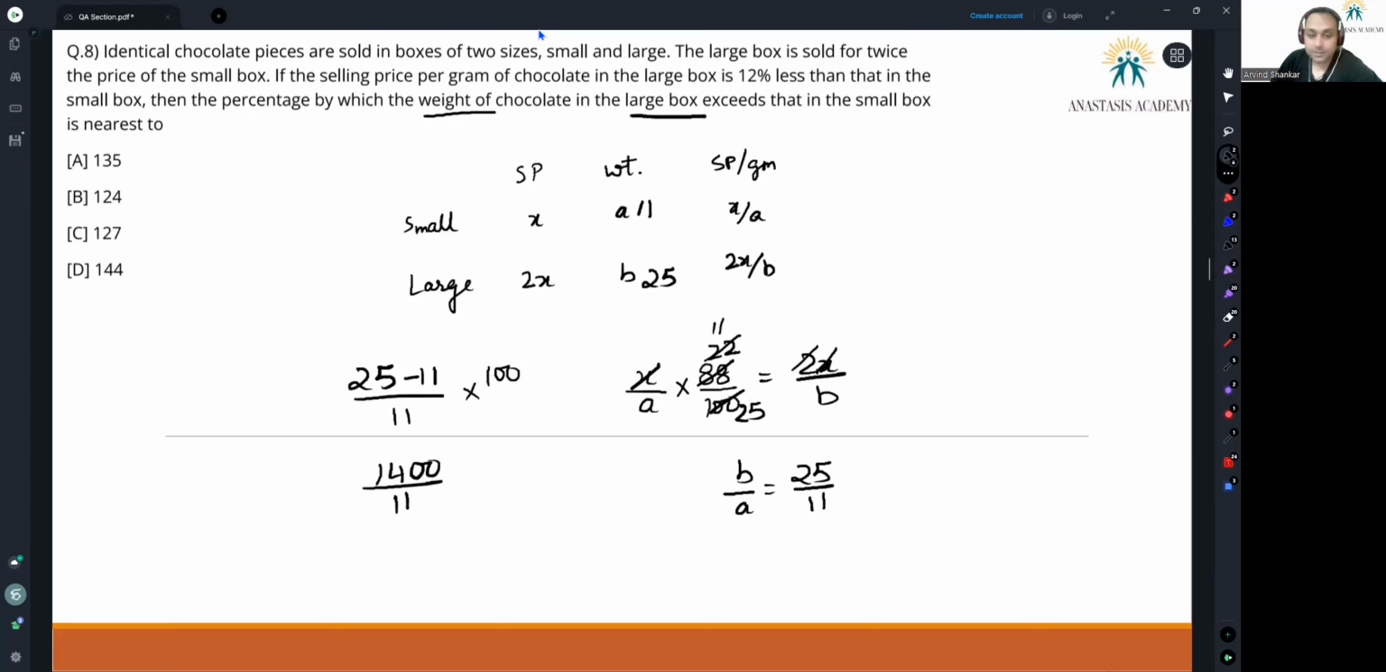I can't do that directly, so 1320 plus 77 plus 3, whole thing by 11. From this I get 120, from this I get 7, and from this I get something something in decimal. So my answer has to be 127.